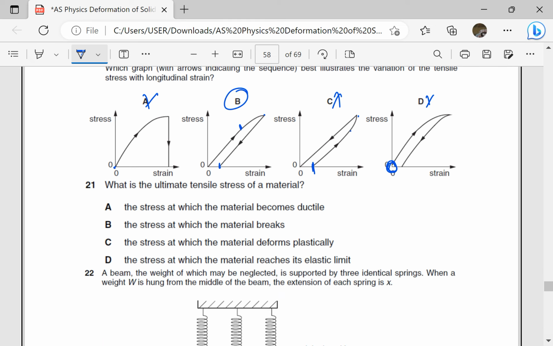What is the ultimate tensile stress? Remember we said ultimate tensile stress is the maximum stress that a material can withstand before it breaks. So the answer is going to be precisely B.